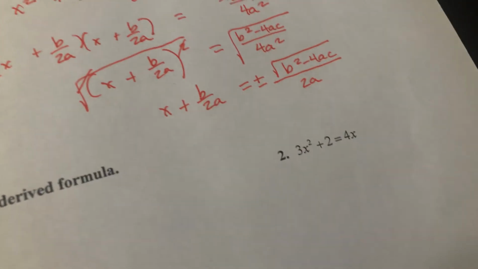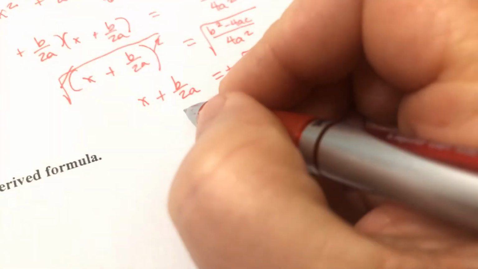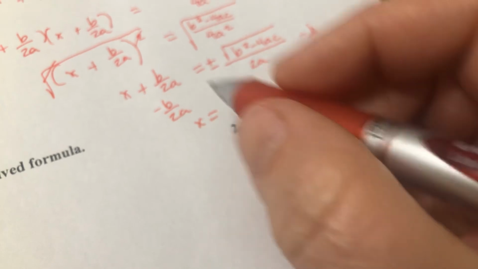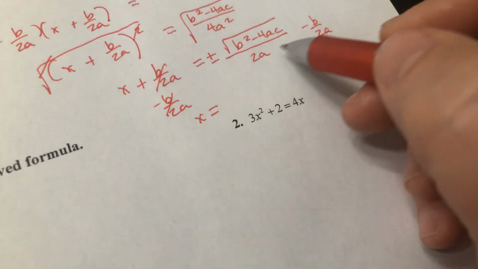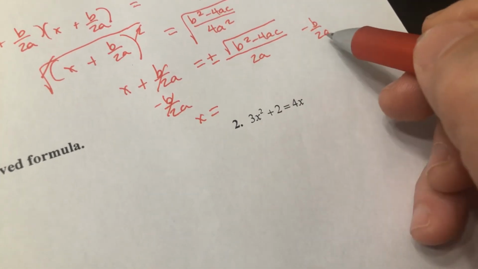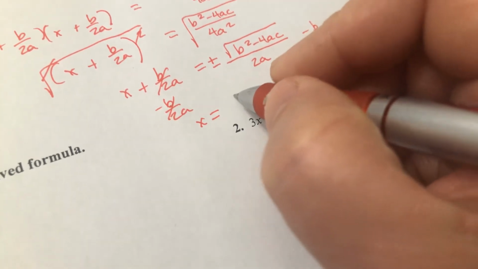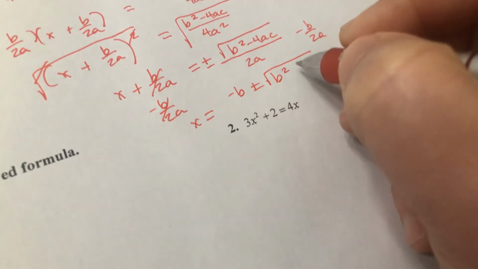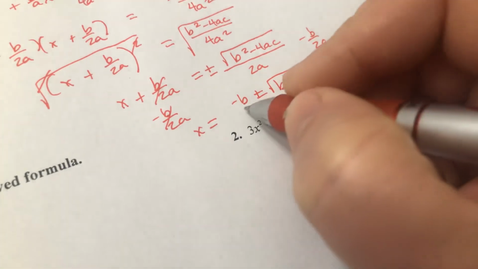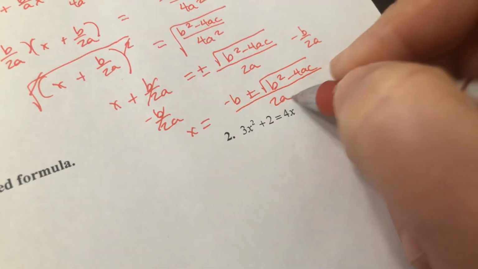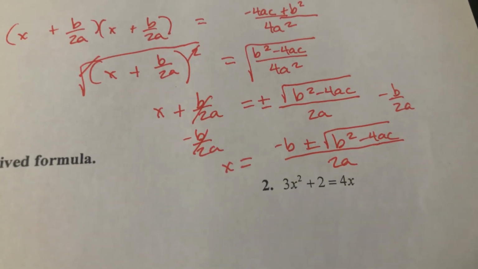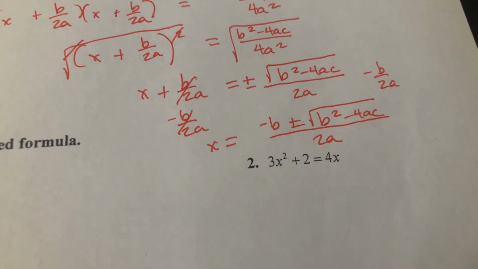Now at some point very soon the light bulb should be coming on. So now we're going to subtract b over 2a. And so we get x equals, and again, see how they have the same denominator? So I'm going to say negative b plus or minus the square root of b squared minus 4ac, all over 2a, and boom, you just derived the quadratic formula.